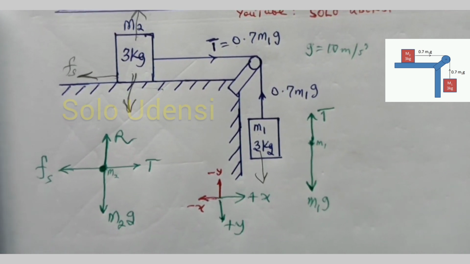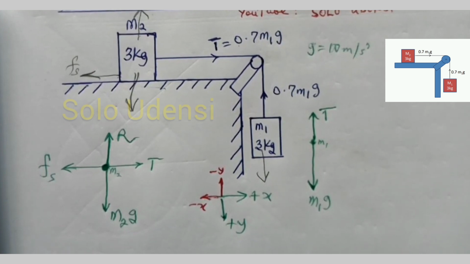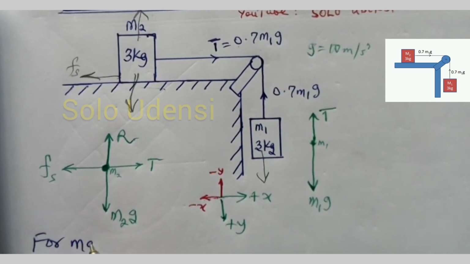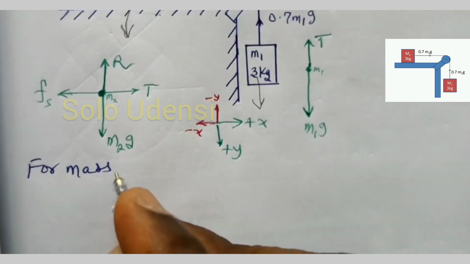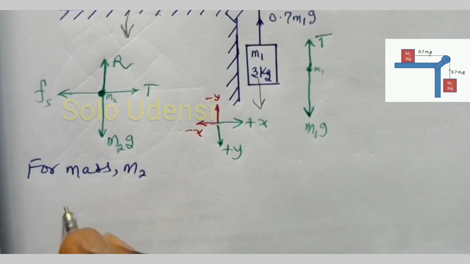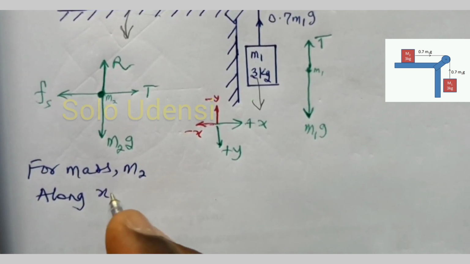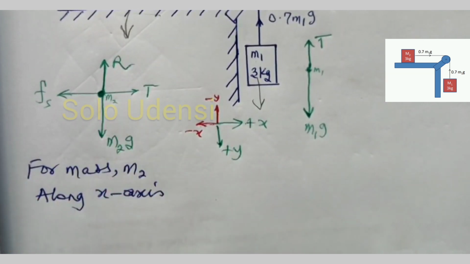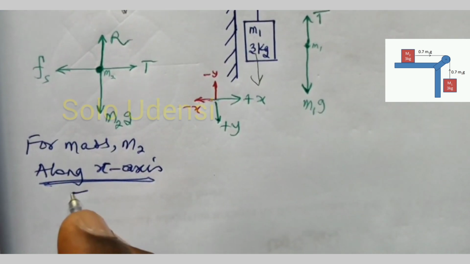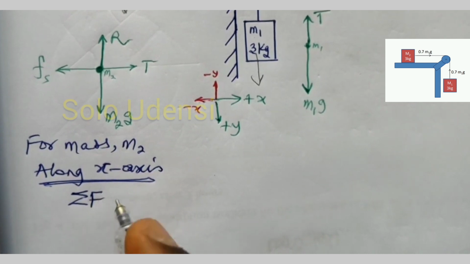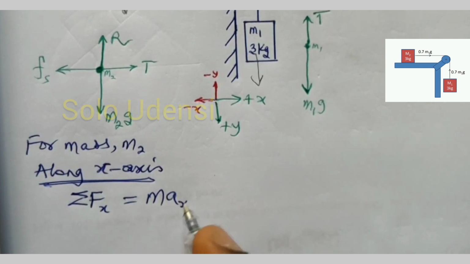So let us start with mass M2. For mass M2, let us do first of all along the x-axis, along this axis straight. So you see that along the x-axis, we are now going to apply Newton's law, the total force along the x-axis is equal to, that's Newton's second law.